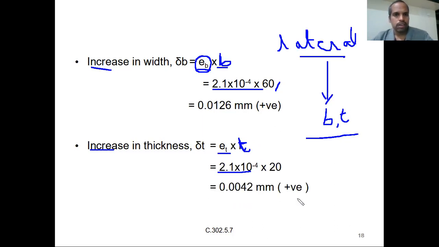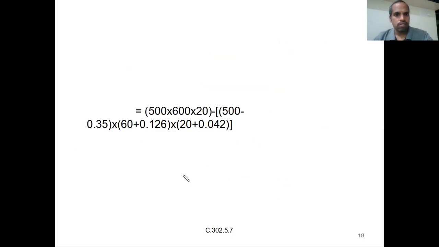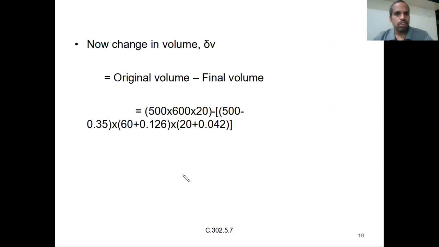This is increase, this is decrease. Now we got the change in dimensions along the length, along the width, along the thickness, all three. We have the original length, original width and original thickness, and the change in length, change in width, change in thickness. Now we have to calculate the final volume. This is the original volume, which is constant, 500 into 60 into 20, and we have to calculate the final volume.